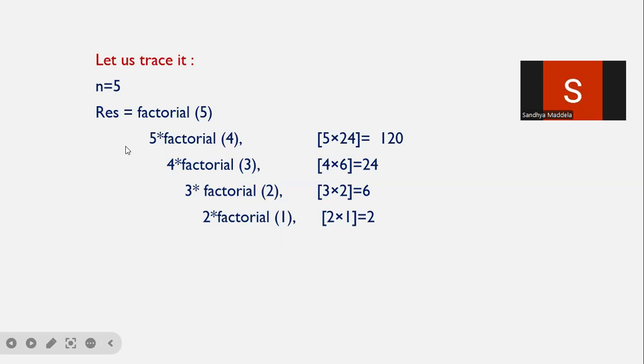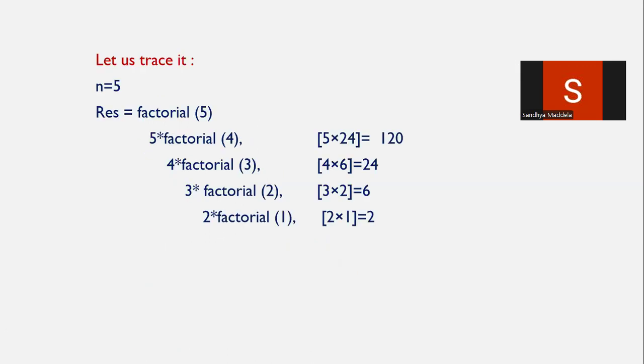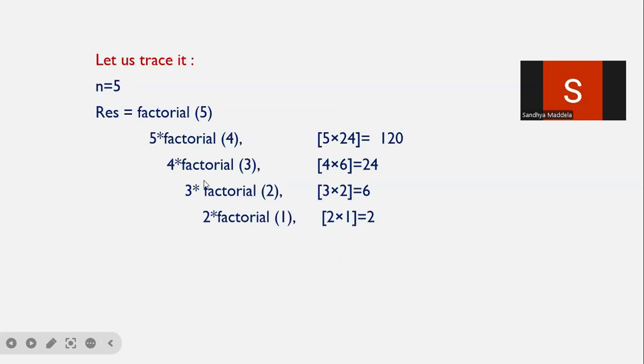So now result is equal to factorial of 5. 4 is not equal to 0 and 4 is not equal to 1, so this condition is also false, and we go into the else part. Here 4 into factorial of 4 minus 1, meaning 3. Again we check 3 is not equal to 0 and 3 is not equal to 1, so this condition is also false, and we go to the else part. So 3 into factorial of 3 minus 1, meaning 2.